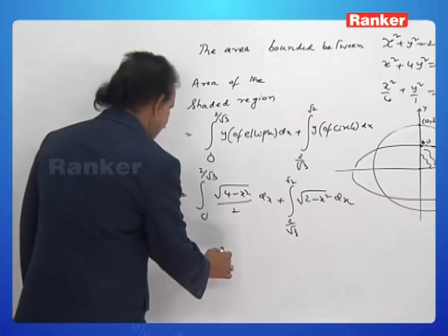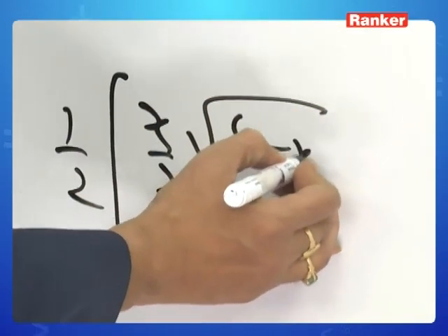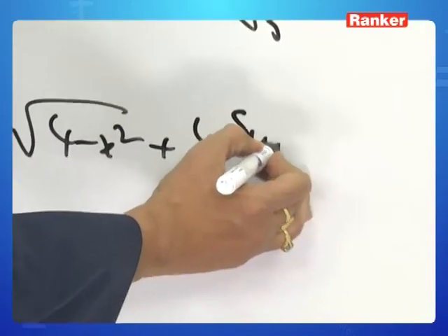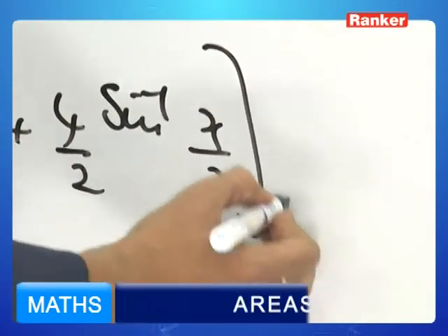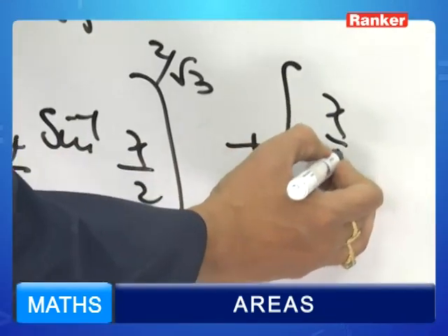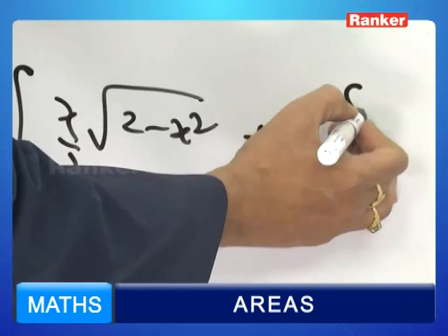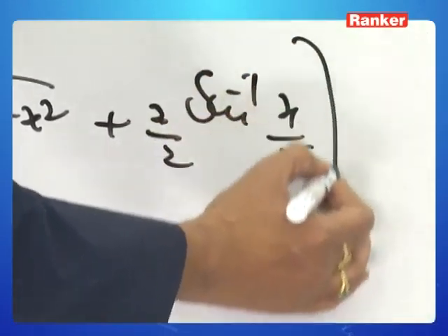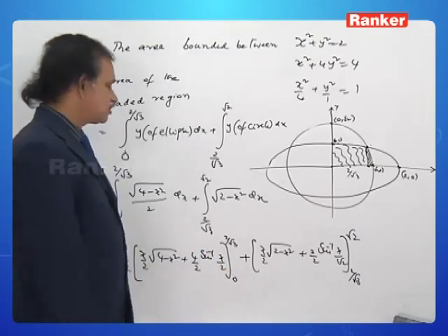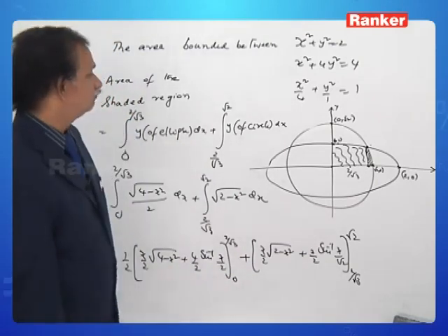What is the formula for integral root of a square minus x square? x by 2 into root of 4 minus x square plus a square by 2, a square is 4, so 4 by 2 into sine inverse x by a, between the limits 0 to 2 by root 3, plus x by 2 into root of 2 minus x square plus a square by 2, that is 2 by 2, into sine inverse x by a. What is a? Root 2. Between the limits 2 by root 3 to root 2. And this is the process. The only calculatory part just remains. Follow the diagram.